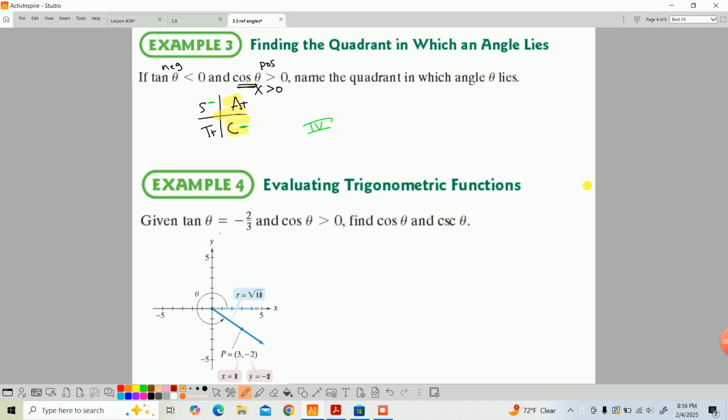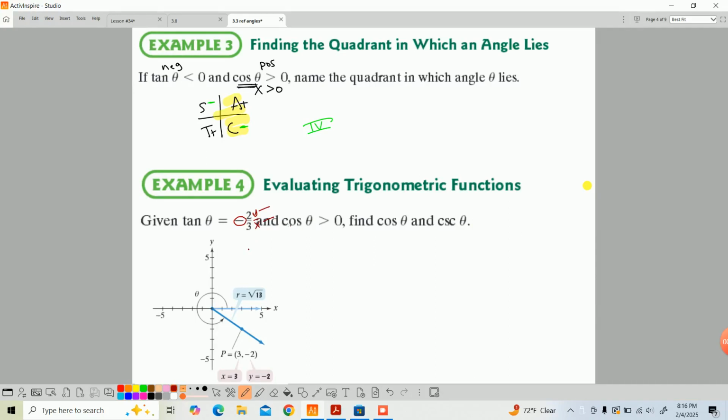This next question could be kind of difficult. And let's just say that we didn't have the graph given to us, right? Let's just say that they told us that tangent of theta is negative 2/3. Well, where does that negative go, right? If we know that tangent is y over x, does the negative go with the y? Does it go with the x? Does it really matter? And truth be told, it really does matter, okay?